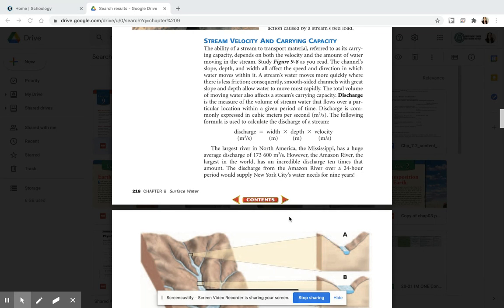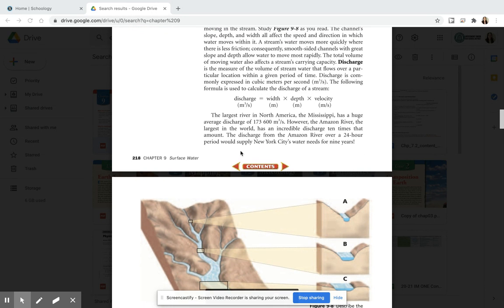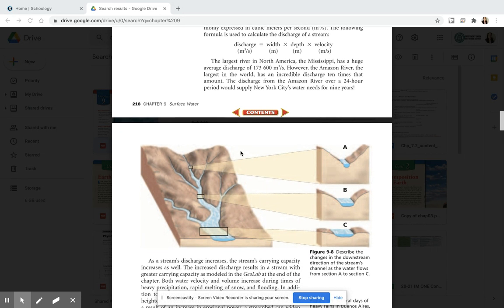The total volume of moving water also affects a stream's carrying capacity. Discharge is the measure of the volume of stream water that flows over a particular location within a given period of time. Discharge is commonly expressed in cubic meters per second, m3/s. The following formula is used to calculate the discharge of a stream. Discharge equals width times depth times velocity. The largest river in North America, the Mississippi, has a huge average discharge of 173,600 m3/s.